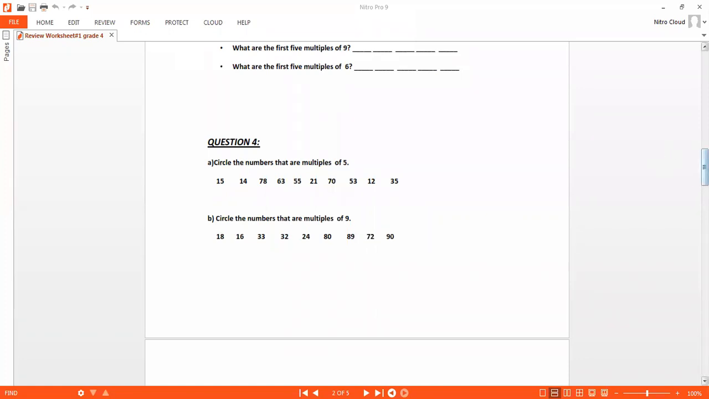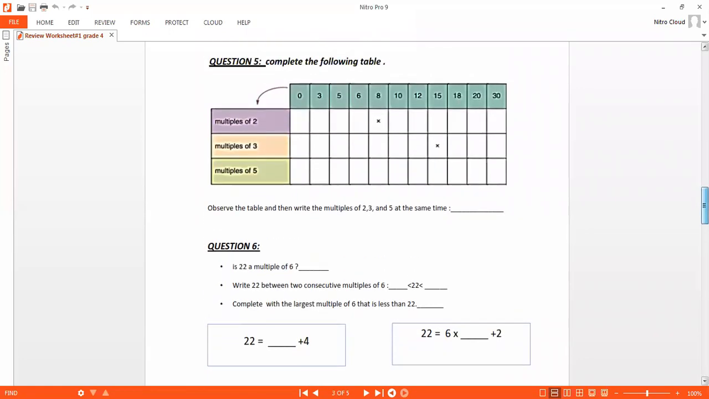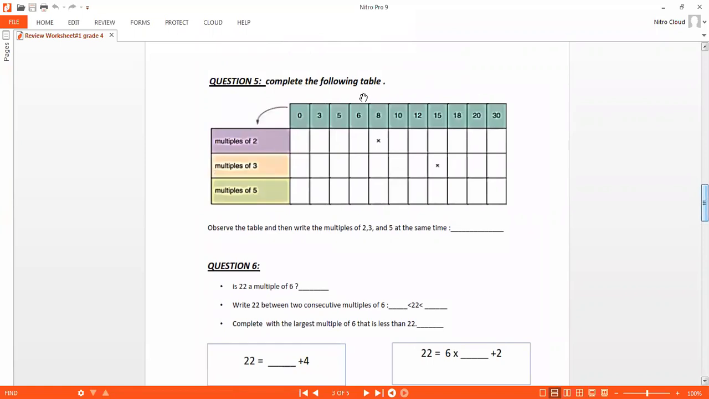Now let us start with question number 5. In this question, we need to put an x whenever I have a multiple. So is 0 a multiple of 2? Yes, so you put here an x. 3, no. 5, also no. 6, yes, because 2 times 3 is 6. 8 is already done for you.